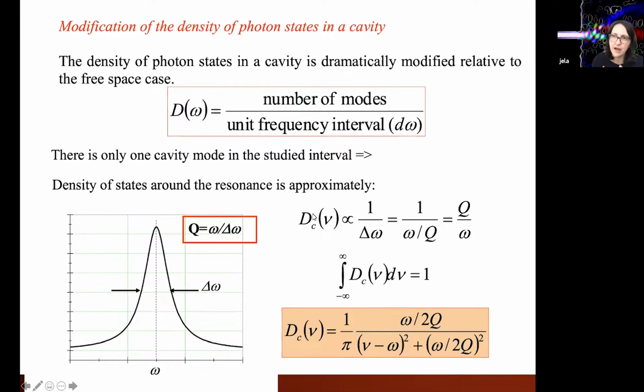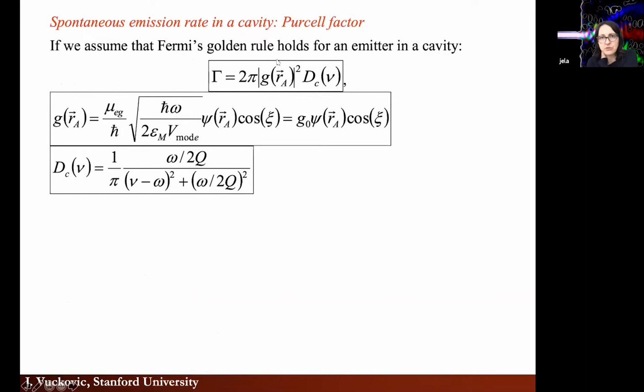The higher the Q factor, the higher the density of optical states. And that makes sense because you are localizing that one mode into a narrower frequency region. That's the definition of density of optical modes, how many modes you have per unit frequency. Does that make sense? So density of optical modes scales as Q. What about this factor G, the coupling squared?